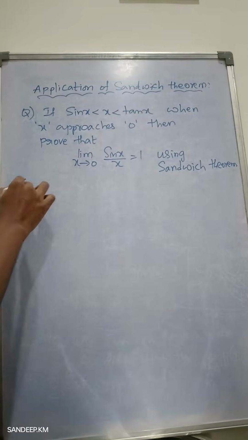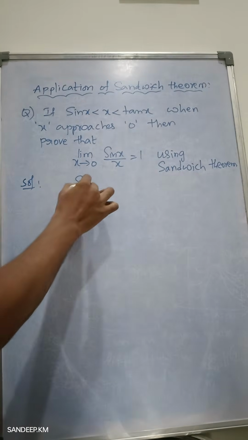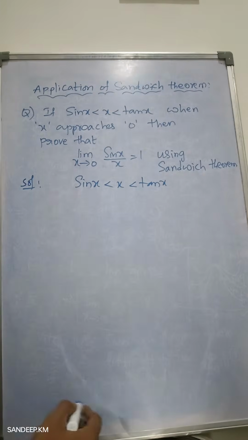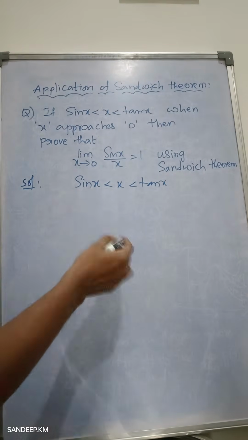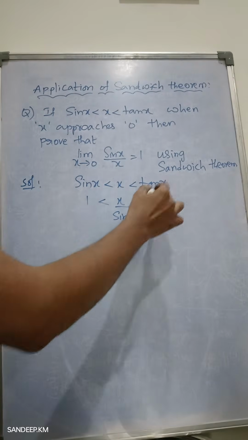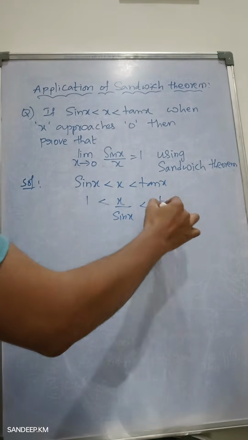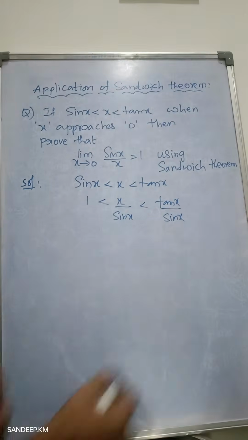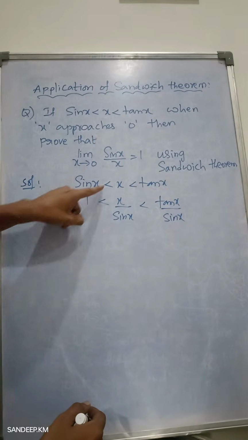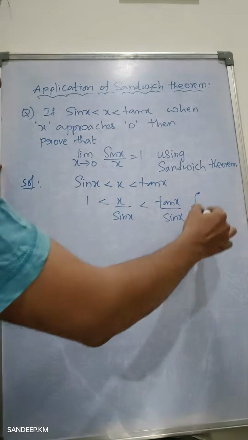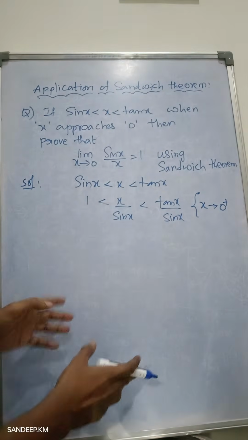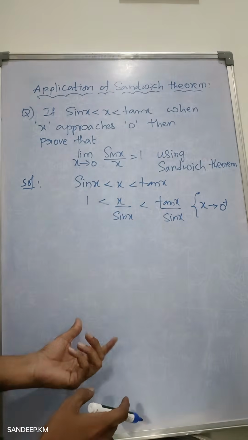So dear students, it is given that sin x is less than x less than tan x. Now you can divide with sin x. So 1 less than x by sin x less than tan x by sin x. But one important thing is I didn't change the inequality assuming that x is approaching 0 plus. You'll get the same explanation. If you change the inequality also, the final answer will be same only.